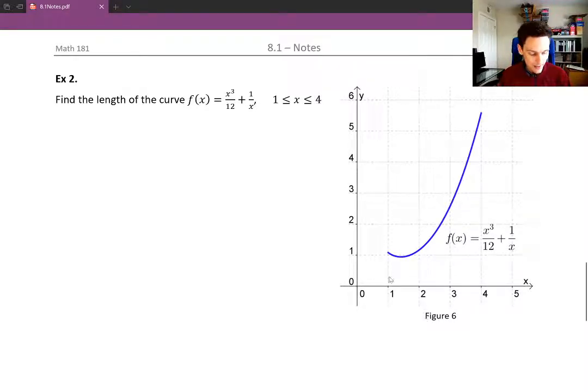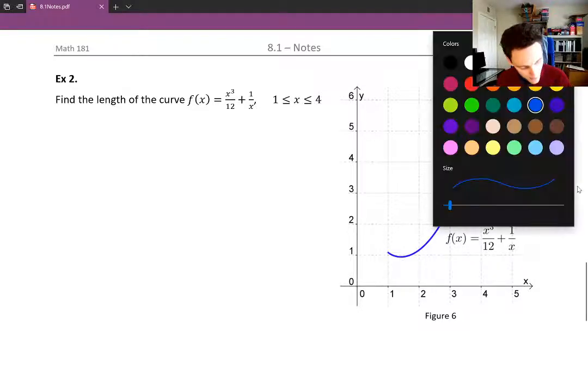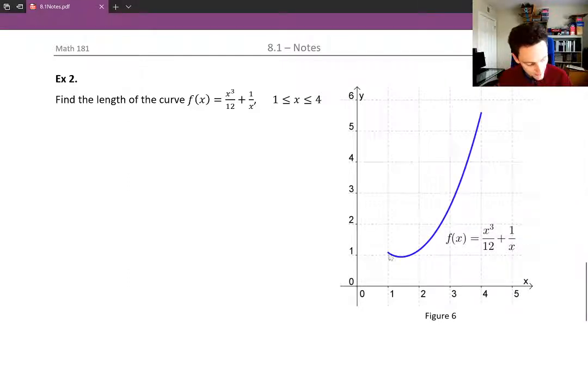Figure 6 shows a picture, just some curve. You don't have to have the picture for these problems. It just helps to know that there's a picture behind the scenes. So we're going to find how far it is to walk from this point on the curve at x equals 1 to that point on the curve at x equals 4.